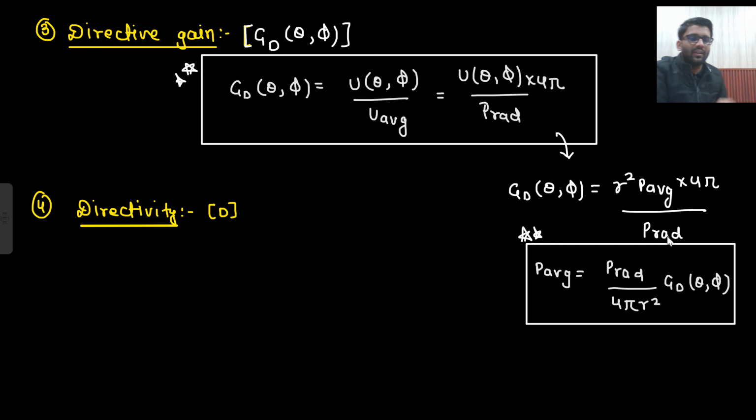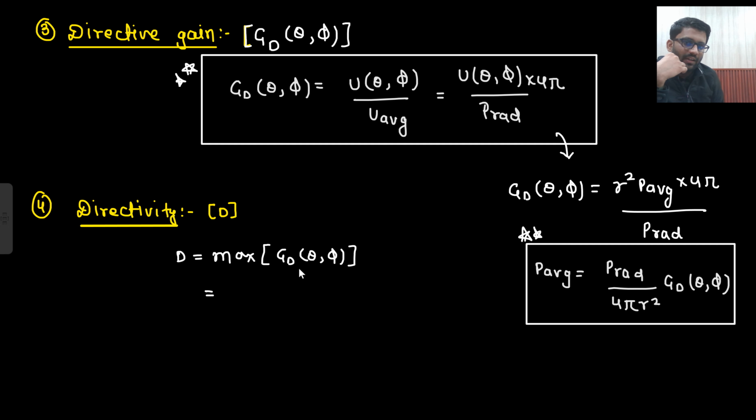Now we have written directive gain. What is directivity? There is another term, that is directivity. So directivity is nothing but the maximum of directive gain. That's it. Directivity is nothing but the maximum of directive gain. So what is the maximum of directive gain?